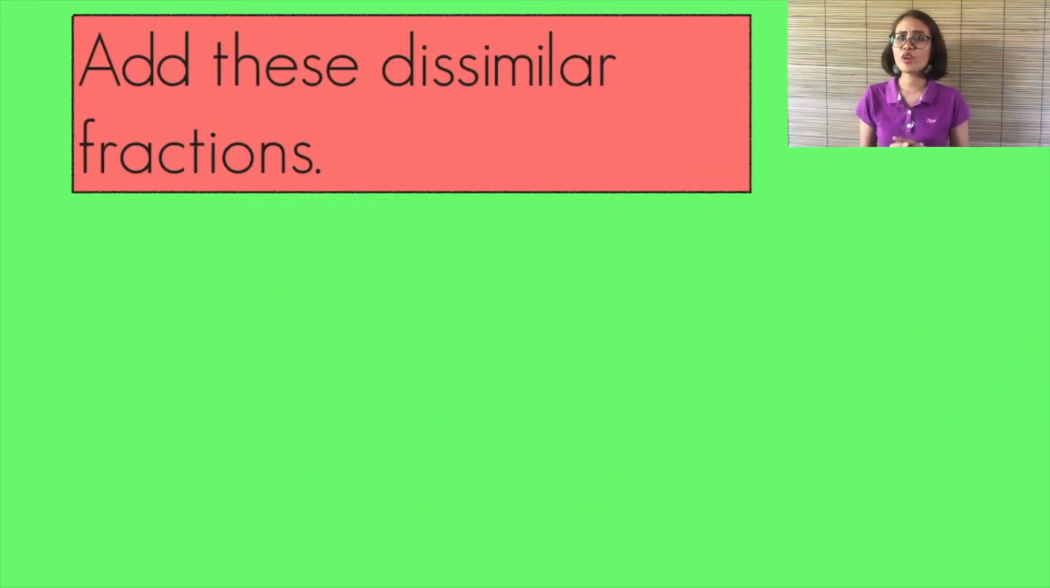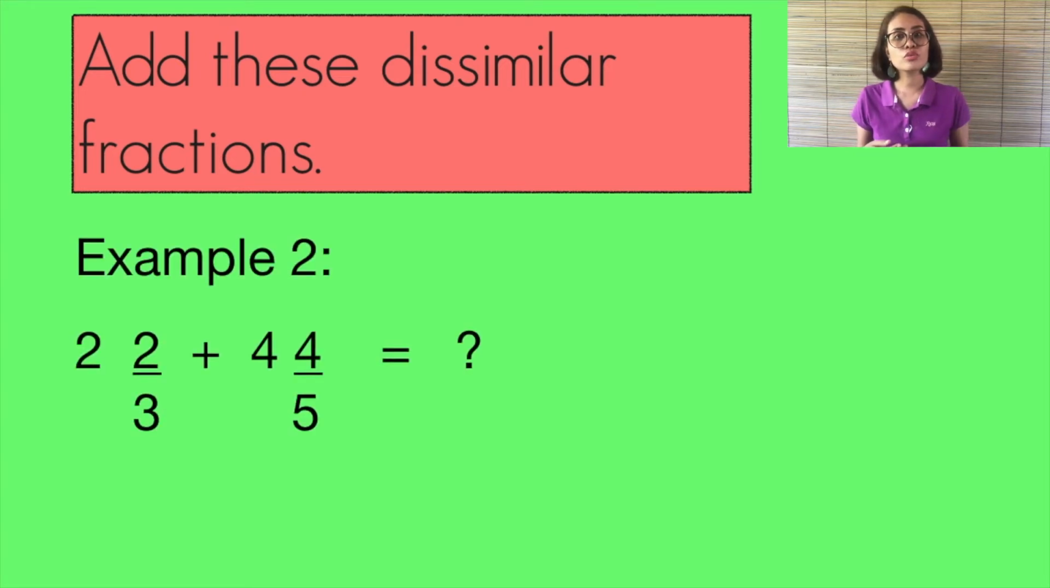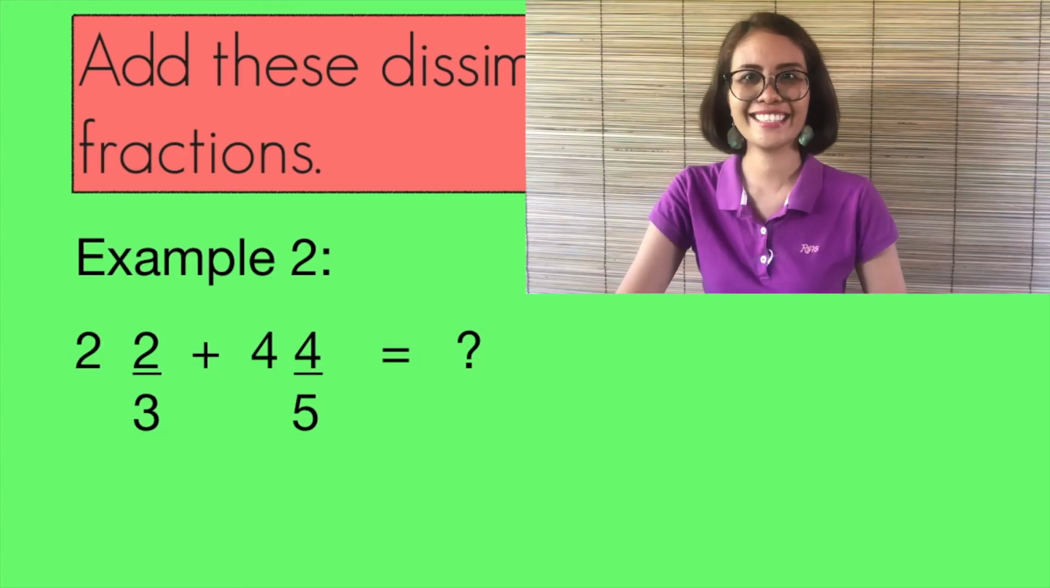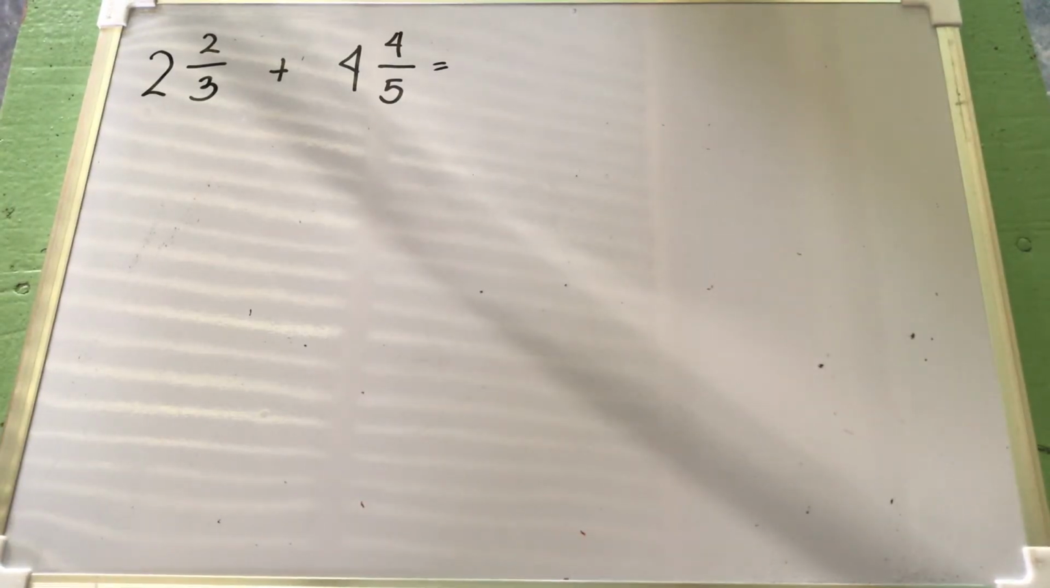Okay, and we have now another example. So, we will add two mixed numbers. So, we say mixed numbers because they are composed of a whole number and a fraction. So, we have 2 and 2/3 plus 4 and 4/5. Okay, we will solve 2 and 2/3 plus 4 and 4/5.